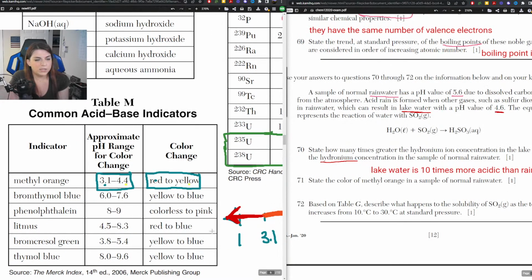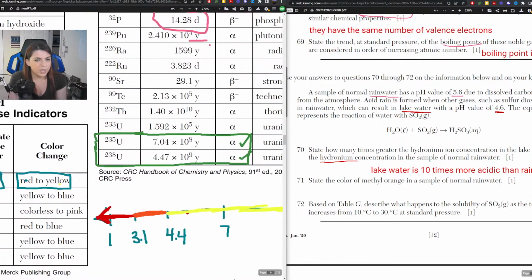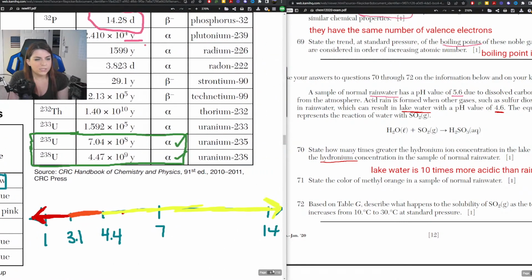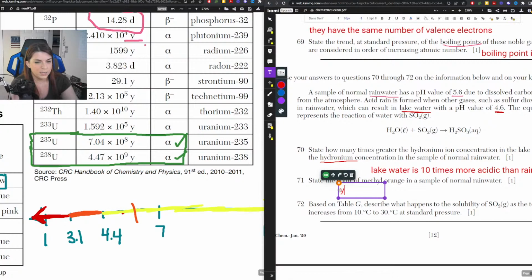This concept will follow true for all of these. Bromthymol blue is yellow if it's 6 or lower, blue if it's 7.6 or higher, and green in the middle. You need your first grade art skills for that. Looking at this diagram I've drawn, 5.6 would fall right about there, so that would be yellow. Methyl orange would be yellow.